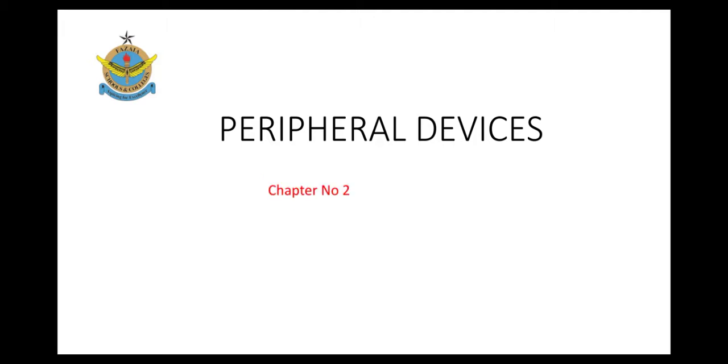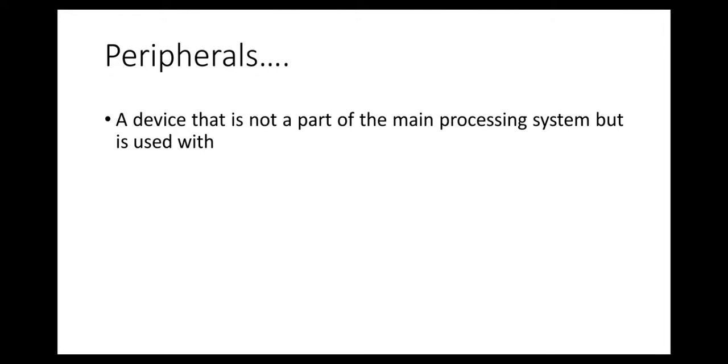Today we are going to learn about peripheral devices. This is chapter number 2 and lesson number 2. So let's start our lesson and discuss what peripheral devices are. What are peripherals? A peripheral is a device that is not a part of the main processing system but is used with the computer. It means all the devices that are used with the computer are called peripheral devices.